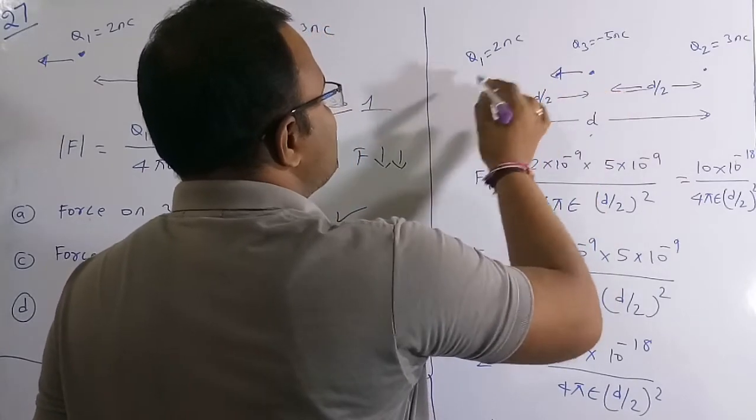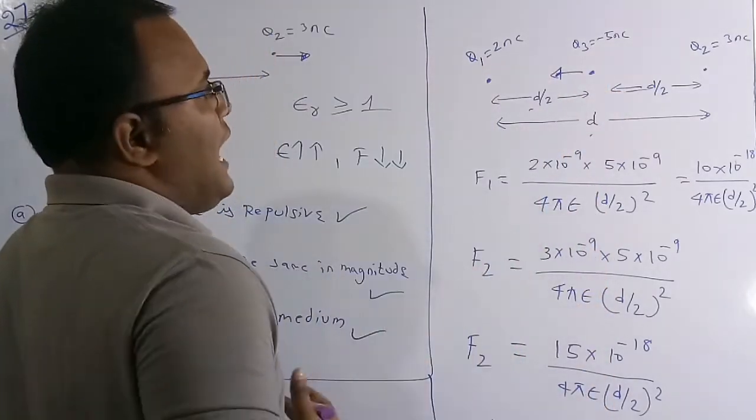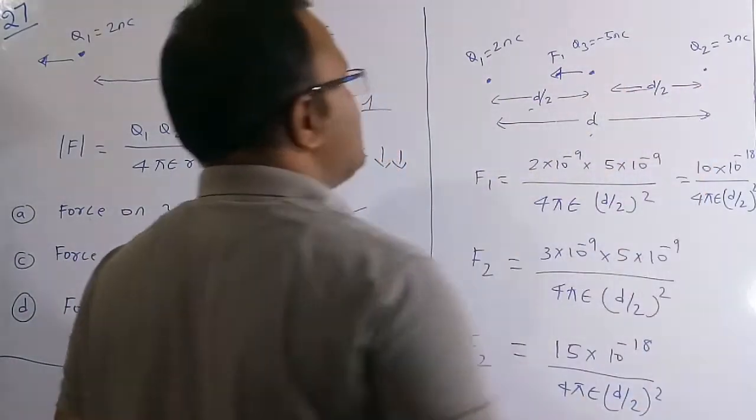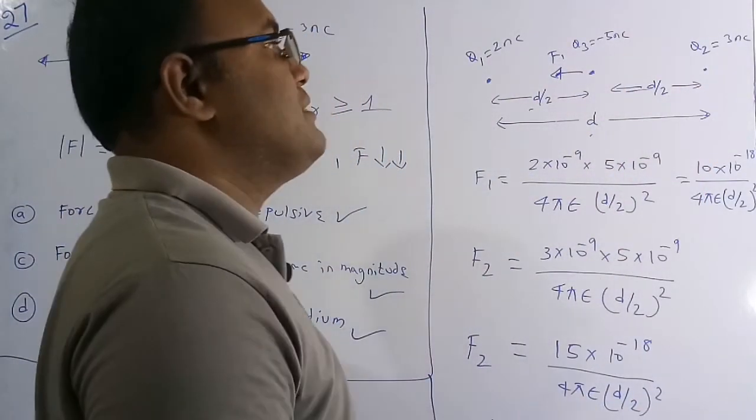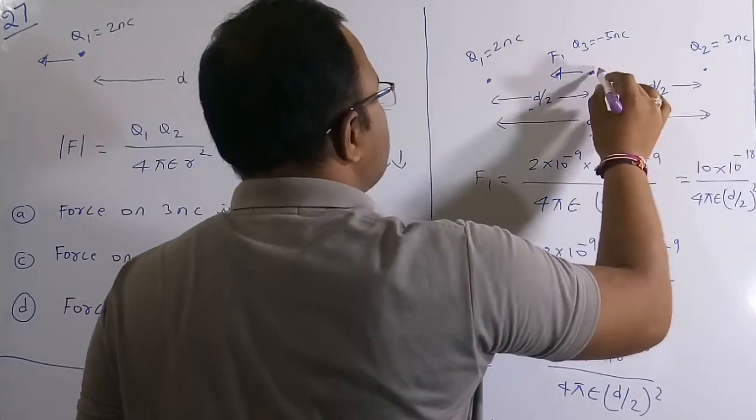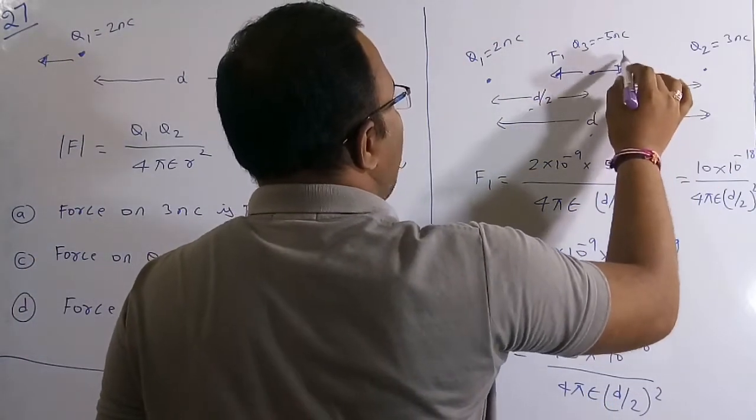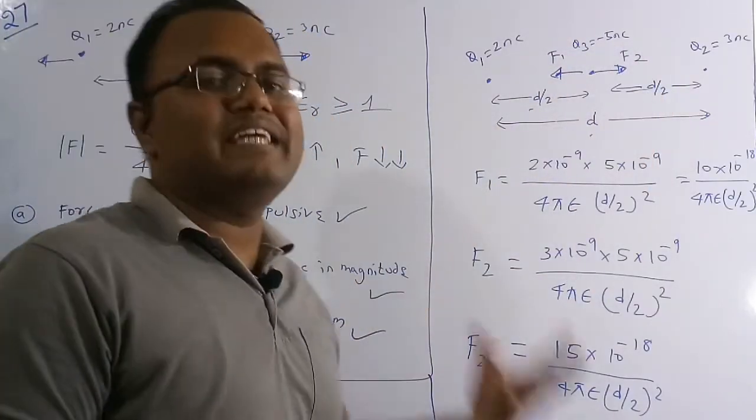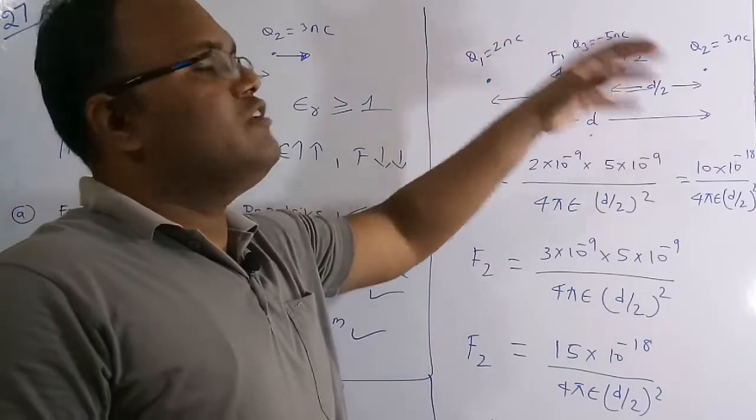Because of this charge, it is going to face an attraction, which, let me assume, is F1. Similarly, these are also opposite charges, so then also it is going to experience an attractive force. Therefore Q2 will exert a force on this Q3 in the opposite direction, meaning attraction. So this is F1 and F2. If F1 is equal to F2, then we can say this charge will be stationary.